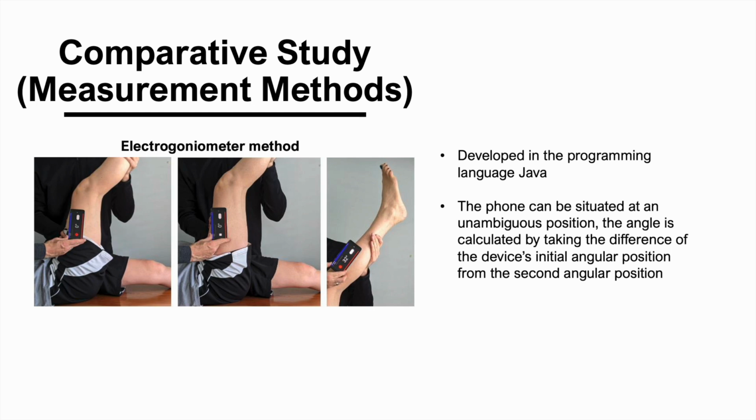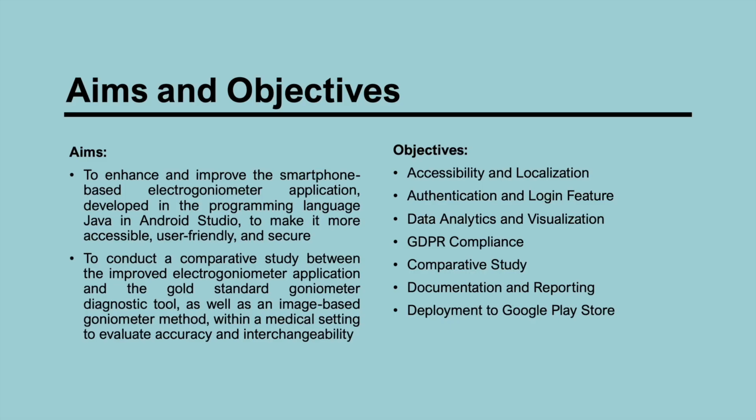And lastly, my method, which is the electrogoniometer method, was developed in the language Java in Android Studio, and the phone can be situated at an unambiguous position. The angle is calculated by taking the difference of the device's initial angular position from the second angular position. So as you can see, it's on the thigh, and then it's on the shank, which is the tibia, resulting in calculating the popliteal angle by taking the difference of the two positions.